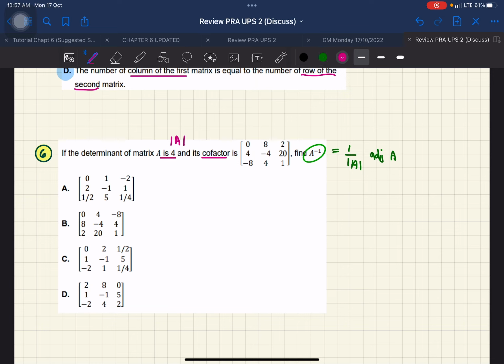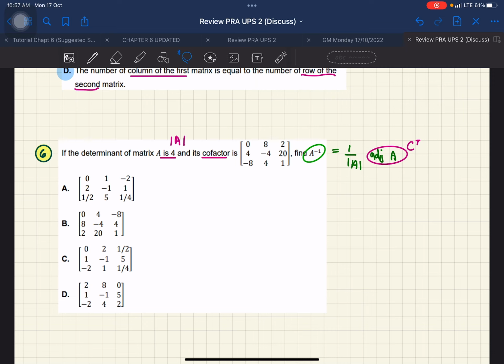Okay, tapi kita tak ada maklumat pasal adjoint. We don't have any information on adjoint. What we have is a cofactor. So actually, adjoint is equals to cofactor transpose. Okay, so awak ada cofactor, awak transposekan sahaja dia untuk dapatkan kita punya adjoint A. And then just divide it by your determinant.